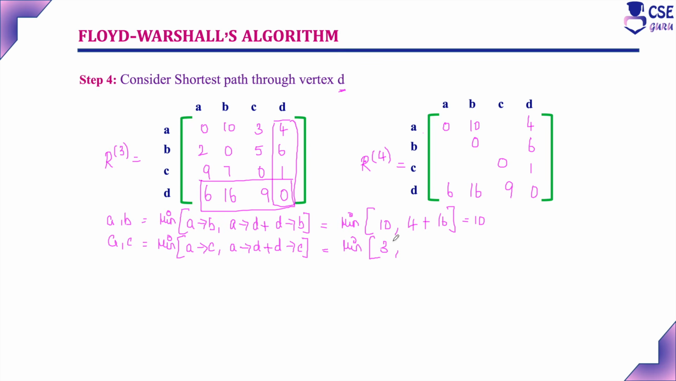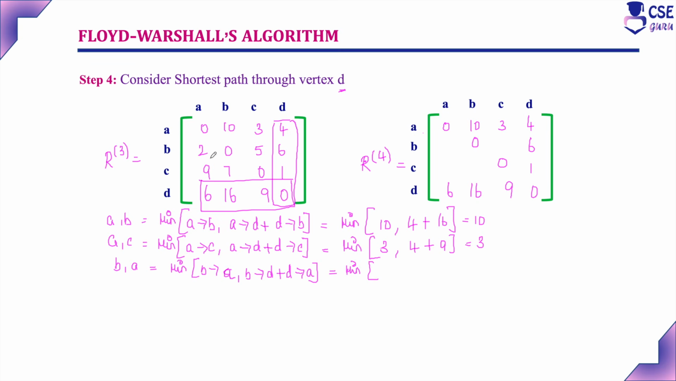A to D is 4 plus D to C is 9. So which one is minimum? 3 is minimum. Next, B to A. Minimum of B to A, comma, B to D plus D to A, since we are considering the shortest path through D.